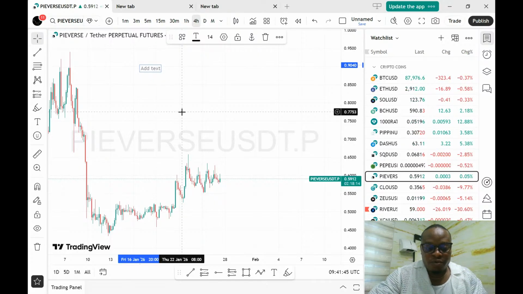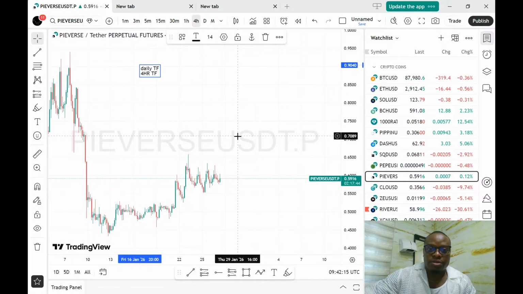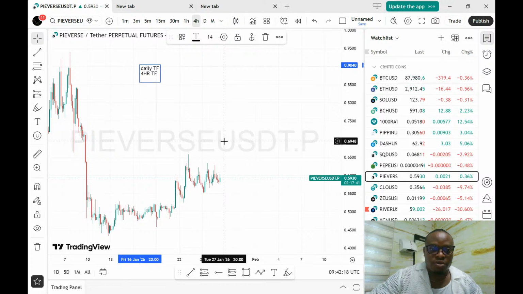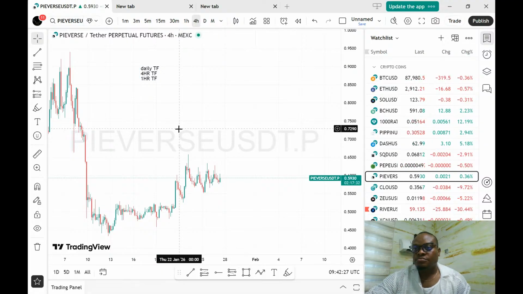If you read the chart on a daily time frame, for example, TF means time frame, then you have to go down to a 4 hours time frame to analyze the structure. Then you go down to a 1 hour time frame to confirm your entry. Are you getting me? So this is basically how it works.